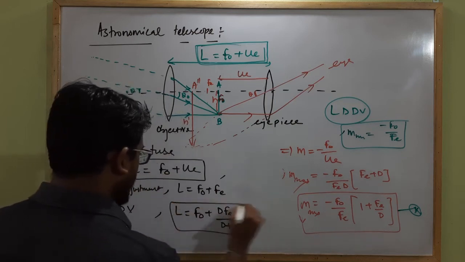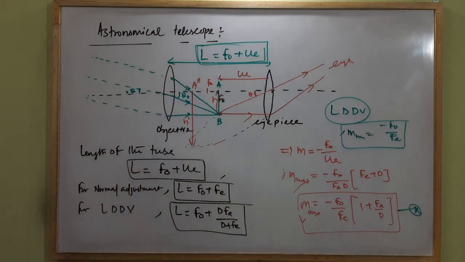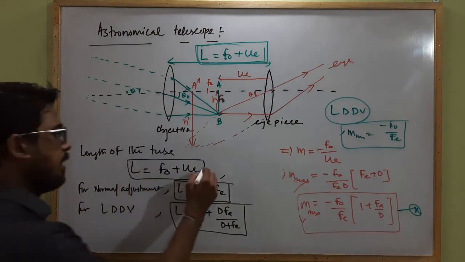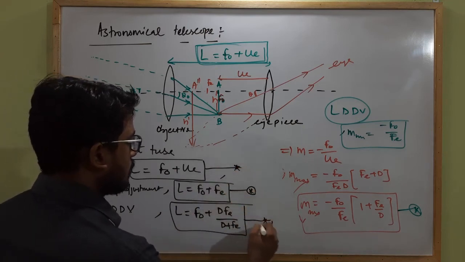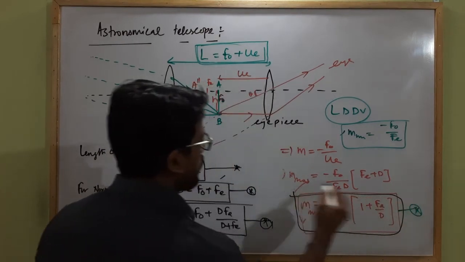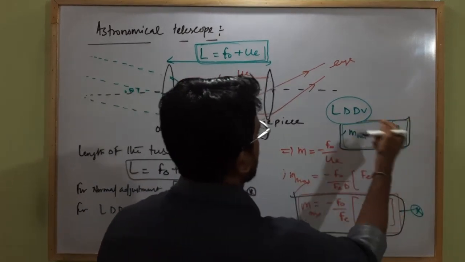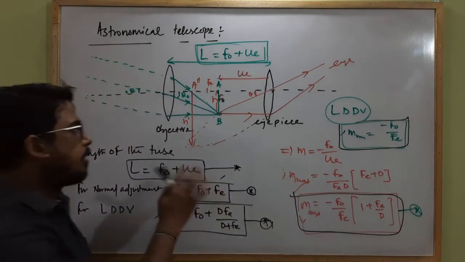Clear? So this is the case for the length of the tube in case of normal adjustment and for least distance of distinct vision, and in general this is the length. So you have to remember this expression for the length of the tube. This is the maximum magnification power for a telescope, and this is the minimum magnification power, or in case of normal adjustment for a telescope. Clear? This is all about the telescope.